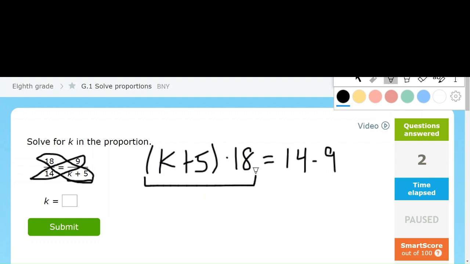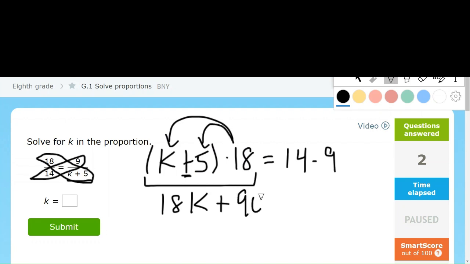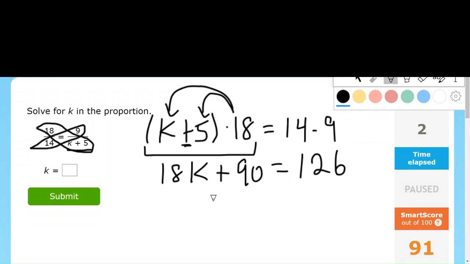So on the left here, we can distribute. 18 times k is 18k. We're going to copy the addition sign. 18 times 5 is 90. It's equal to 14 times 9, which is 126. What operations are we doing to the k here on the left? Well, I noticed that we're multiplying and we are adding.